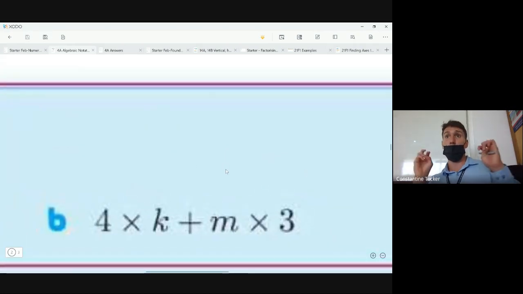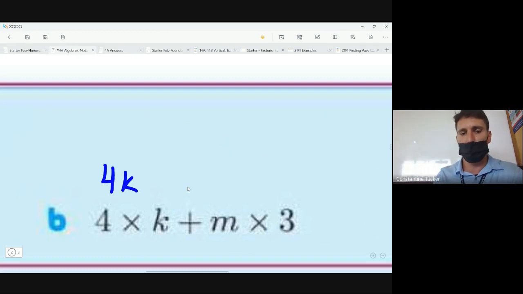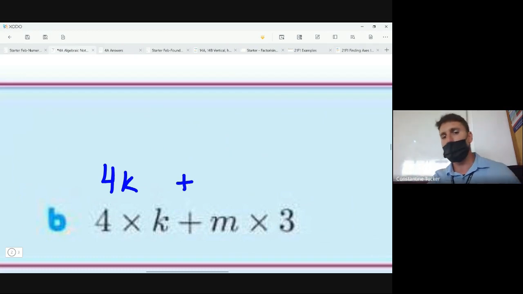This one is supposed to be more complicated. Let's see how we do this. Does anyone want to attempt 4 times K? Okay, very easy. You can even call that out, no problem. So that becomes 4K. Let's see. Let's copy that plus for now. So we'll just copy that plus. Now, what about this M times 3?